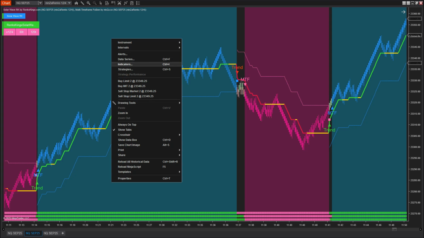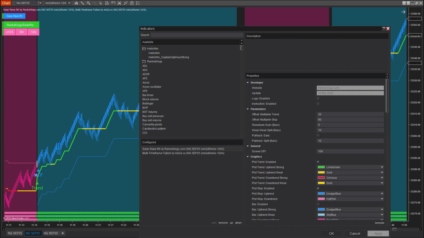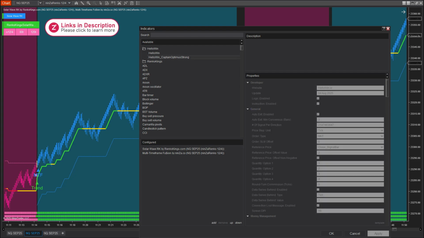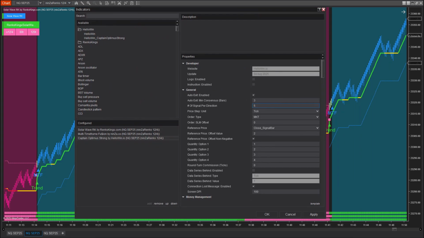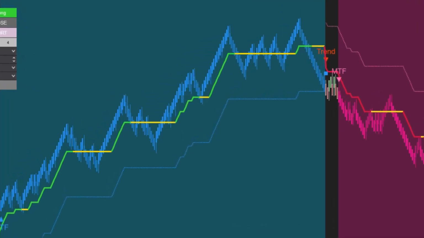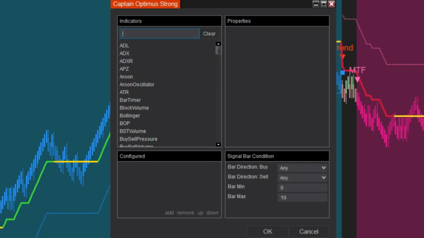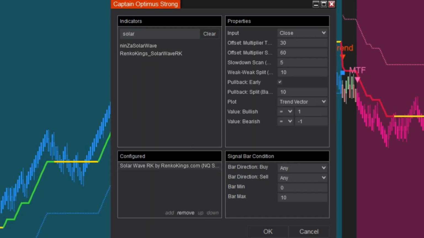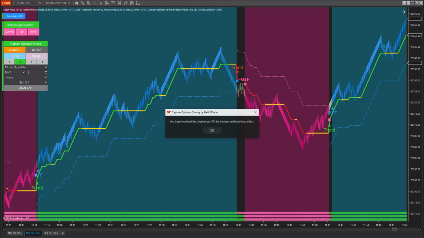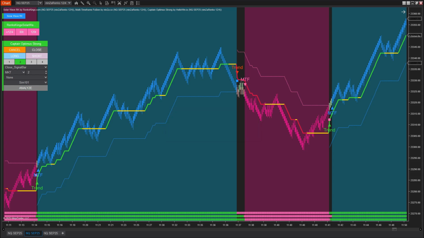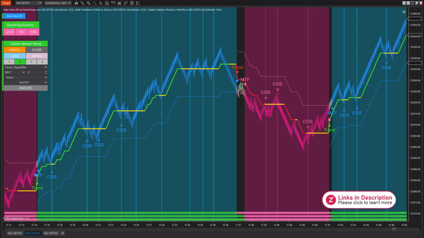Next up, we're going to add the final piece, Captain Optimus Strong. One of the newly updated features I'll be using today is "# of signal per direction". What exactly this feature does, we'll talk more about a bit later on. Of course, make sure the settings here are exactly the same as the Solar Wave RK we added earlier on the chart. Also, an important note: when selecting the encoded signal, be sure to choose the trade signal, since we'll be using it to enter trades based on pullback signals from Solar Wave RK.